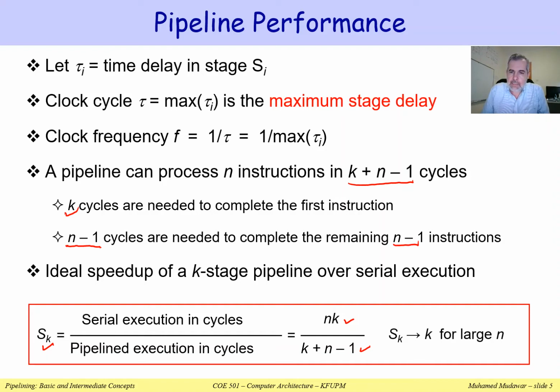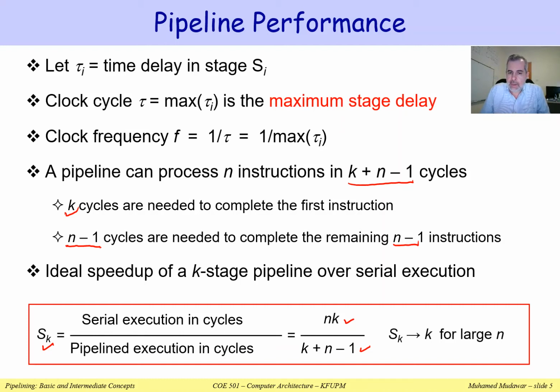Now, typically k is small. If you have a 5-stage pipeline, then k is just equal to 5. Today in modern CPUs, anything between 10 and 20 stages is typical for k, the number of stages. So k is small, but n can become very large. For example, you might be executing billions, if not trillions, of instructions.